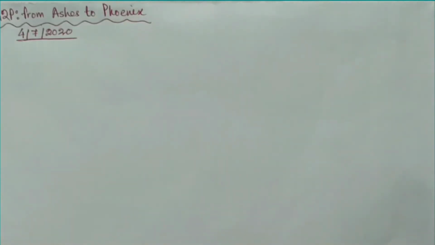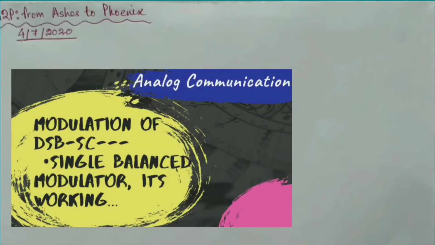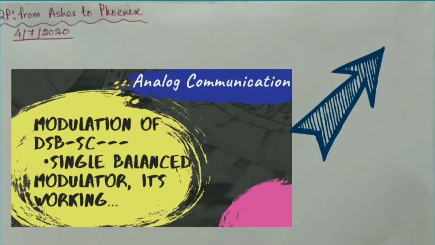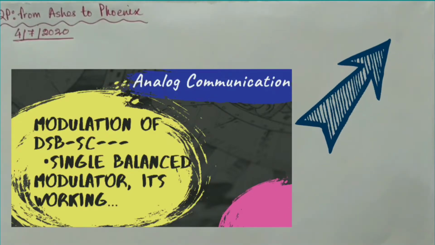In the last video we started double sideband suppressed carrier signals, and we have already learned the modulation of DSBSC signals using a single balanced modulator. The link of the video will be given in the description box and in the i-card as well, so you can watch the video if you want.